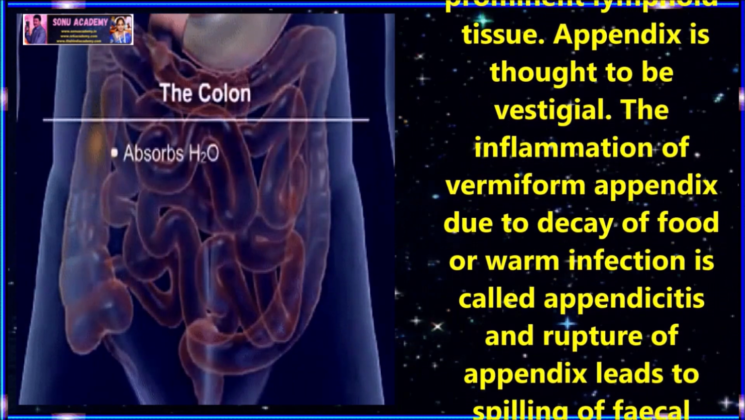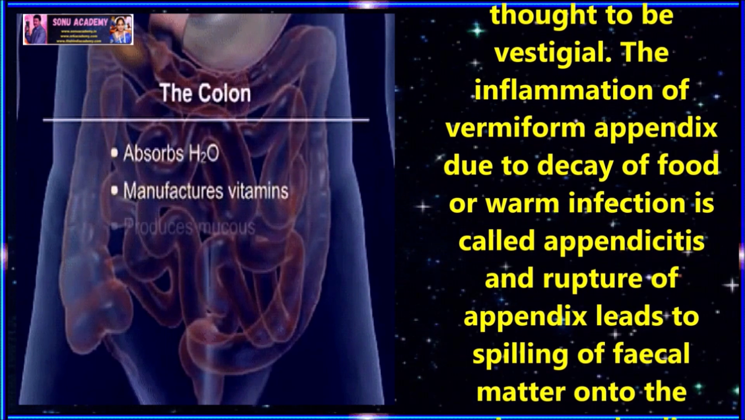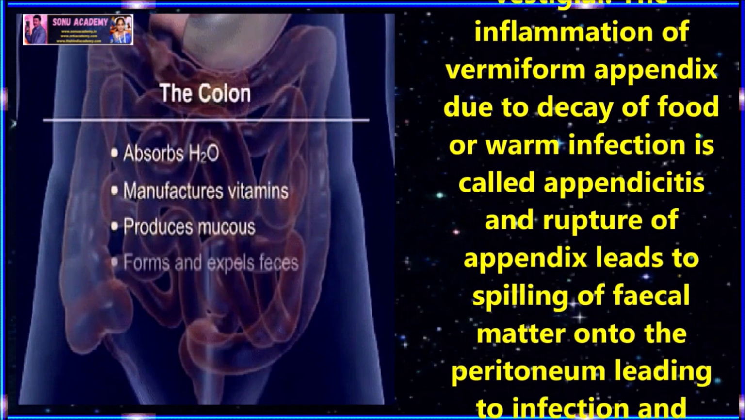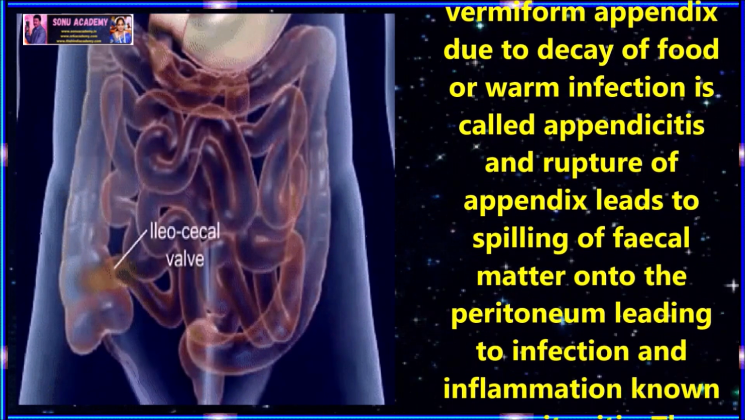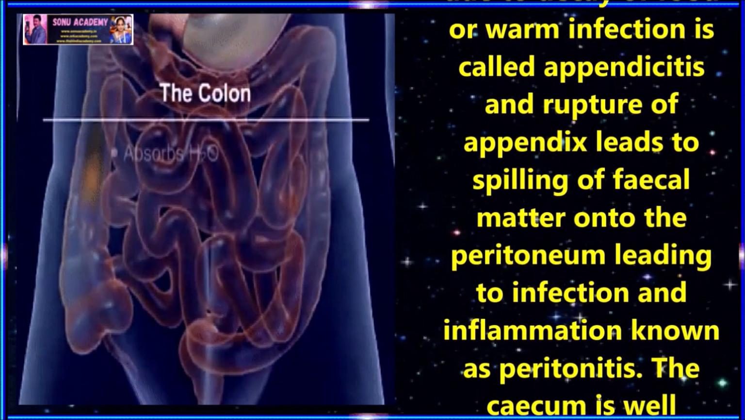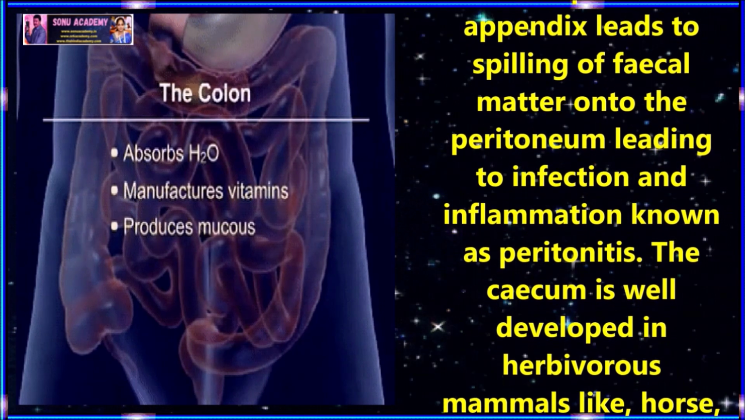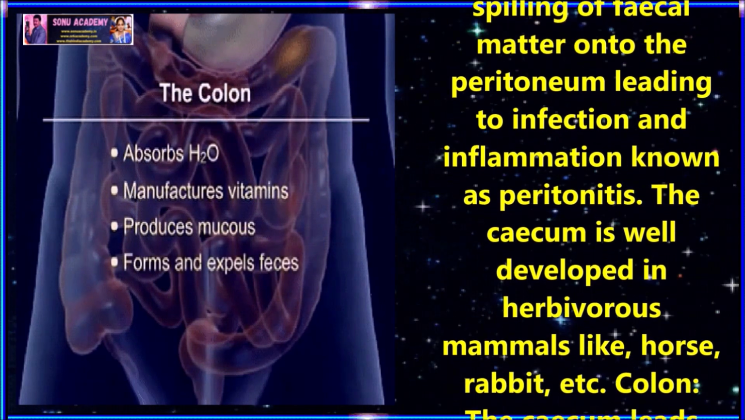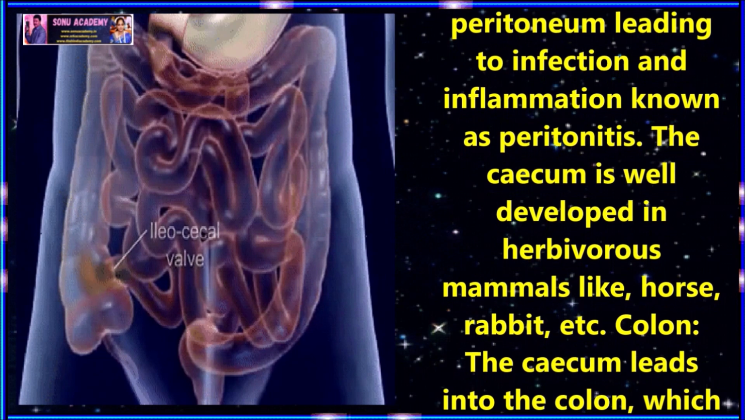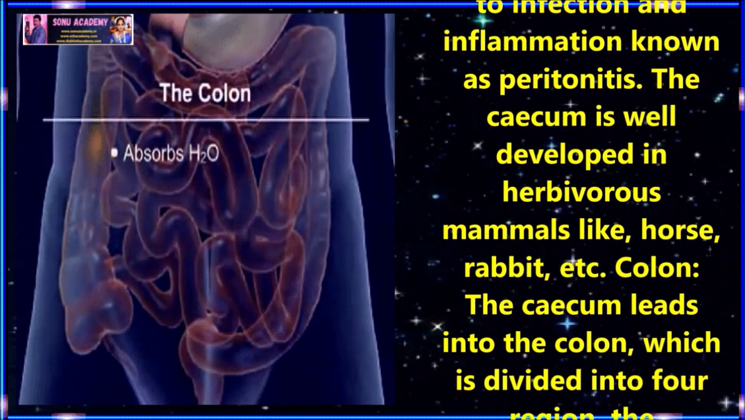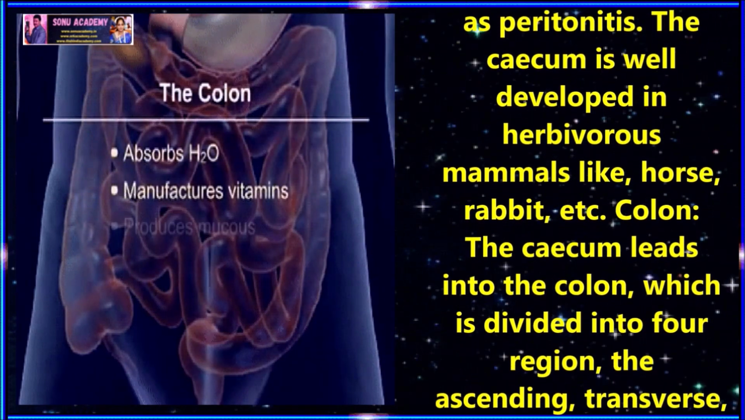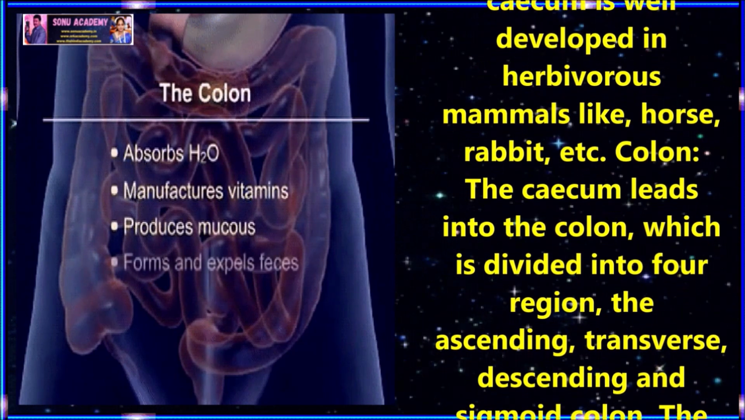The inflammation of the vermiform appendix due to decay of food or worm infection is called appendicitis, and rupture of the appendix leads to spilling of fecal matter onto the peritoneum, leading to infection and inflammation known as peritonitis. The cecum is well developed in herbivorous mammals like horse, rabbit, etc.